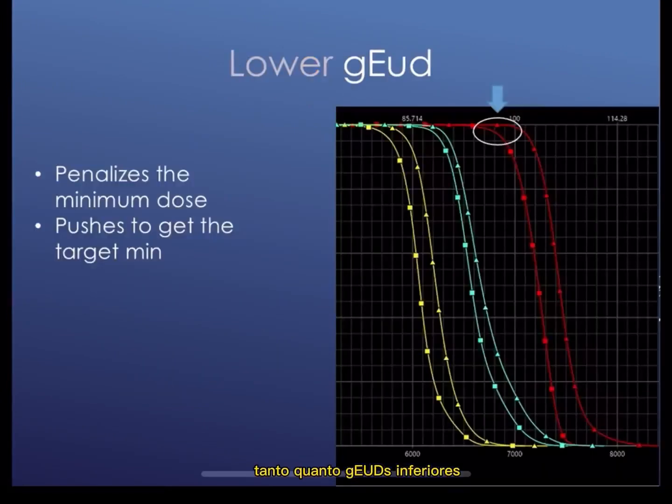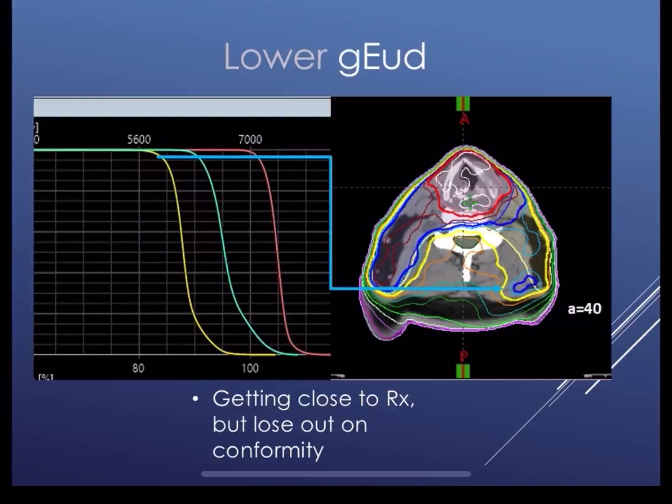As far as lower gEUDs, it penalizes the minimum dose and tries to find that voxel, that 0.1%, to push it to get your 100% coverage and satisfy the target minimum. If you use the lower gEUD, in my experience, you will get that dose coverage. However, when you evaluate your plans through your slices, you can notice that you lose out on the conformity and you see dose spillage and more hotspots.